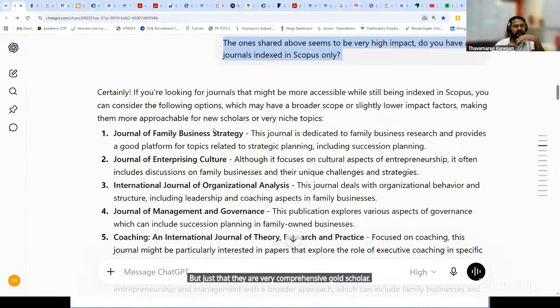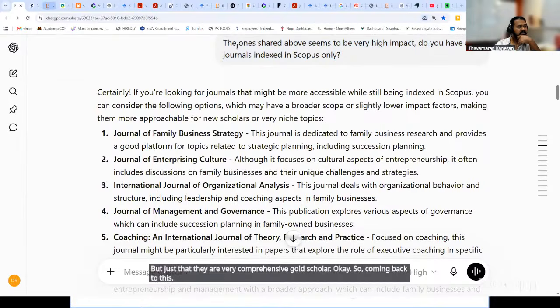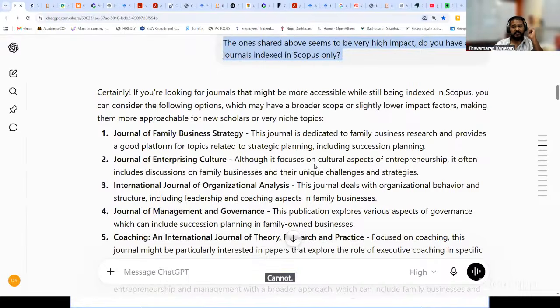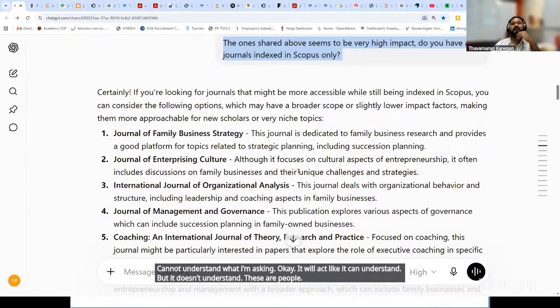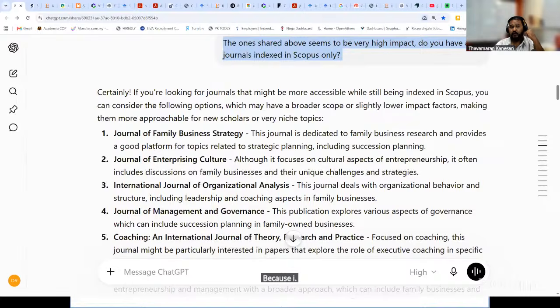So, coming back to this. It means my prompt is not being understood by ChatGPT. It cannot understand what I'm asking. It will act like it can understand, but it doesn't. That's why people like me can catch lies easily. In a different domain other than research, of course, I also wouldn't know. But when it comes to research, the moment it lies, I know, because I do my homework. I don't simply pick and use the information.